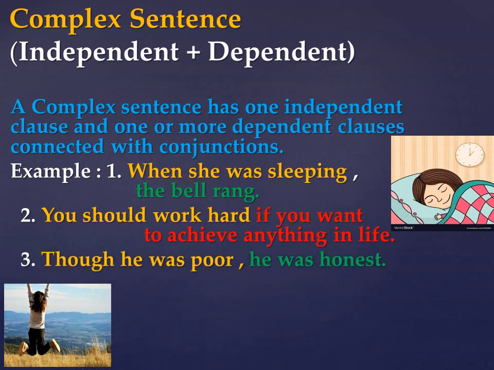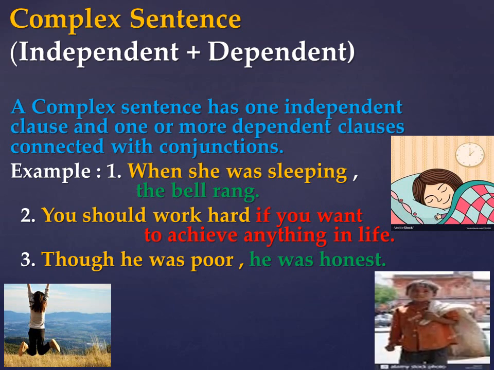Next, though he was poor, he was honest. So he was honest, the green part, is principal, and though means although he was poor. So this is incomplete in meaning. I mean, if I say though he was poor, it's not complete until I say he was honest. Until I say he was honest, though he was poor will be incomplete.